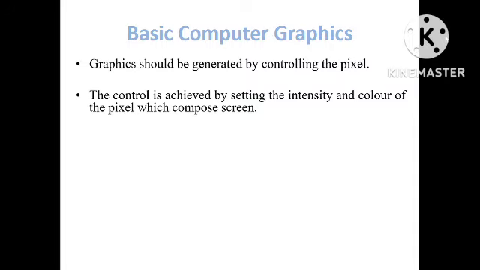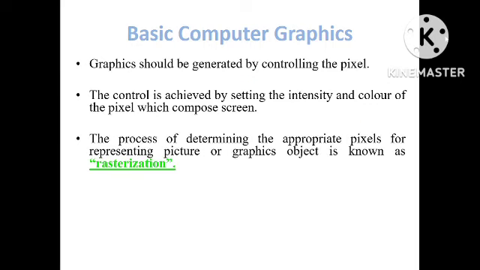That provides the graphics orientation. The control is achieved by setting the intensity and color of the pixels which compose the screen. The pixels provide color formations, like the basic colors RGB, that is red, green and blue. These three in combination provide the rainbow colors and many other multicolors. According to this process, the representation of the intensity and color of pixels is known as rasterization.